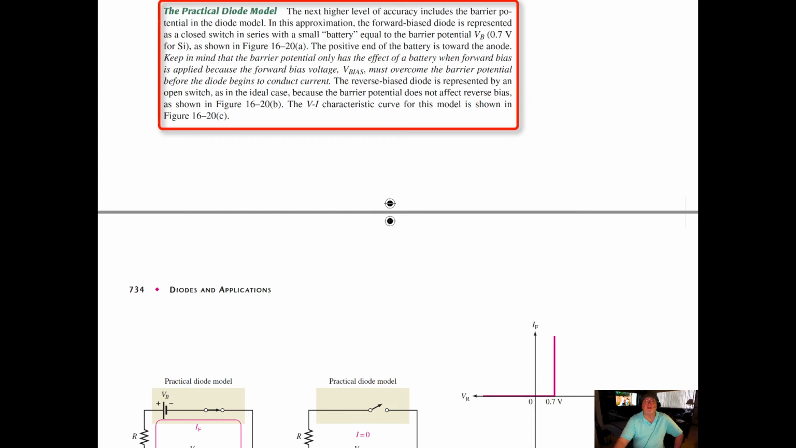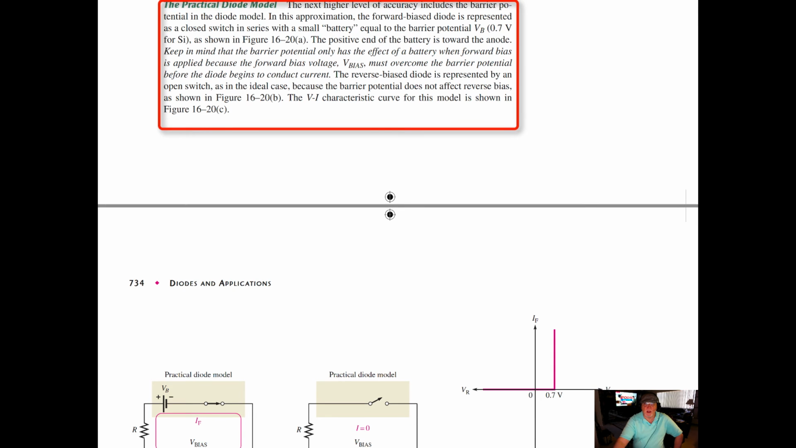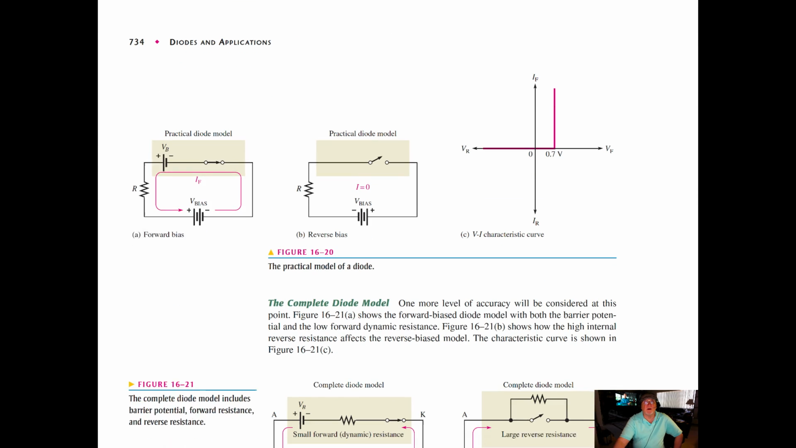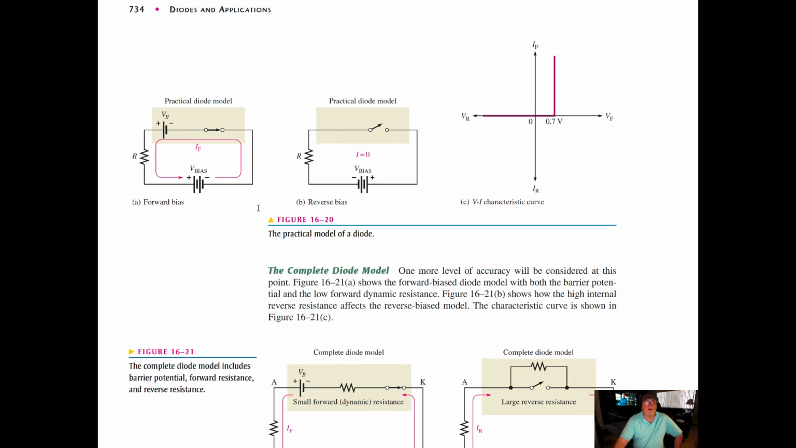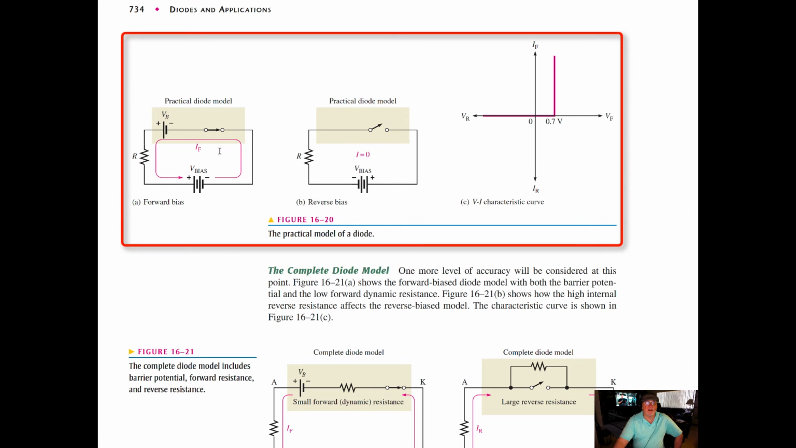Because the barrier potential does not affect reverse bias, the VI characteristic curve of this model is shown. So again, if we take a look at the model, you can see here that characteristic just like the ideal case, and again no reverse current in the left hand quadrant of the graph, but you can see it goes from 0 to 0.7 volts and then the current begins to flow considerably.